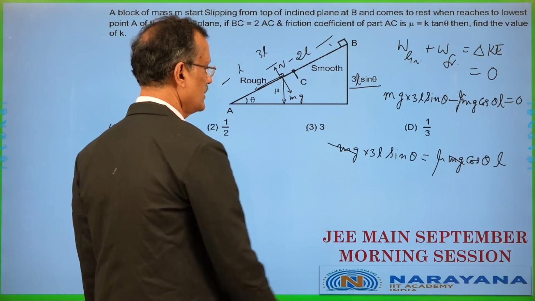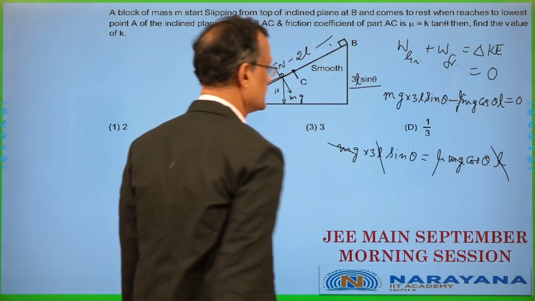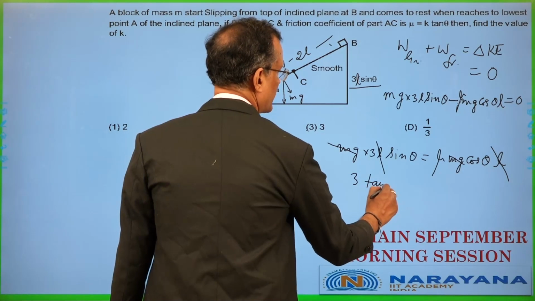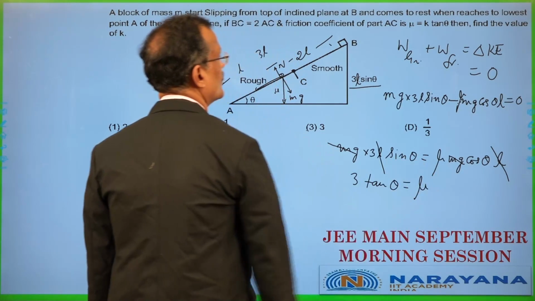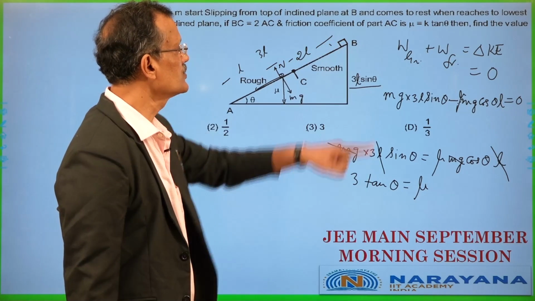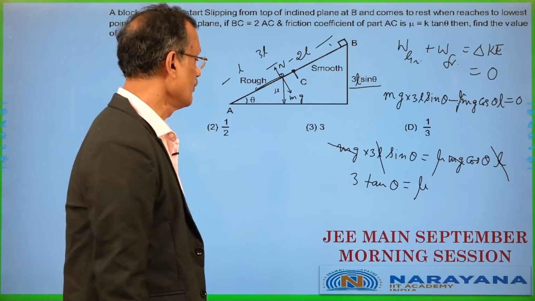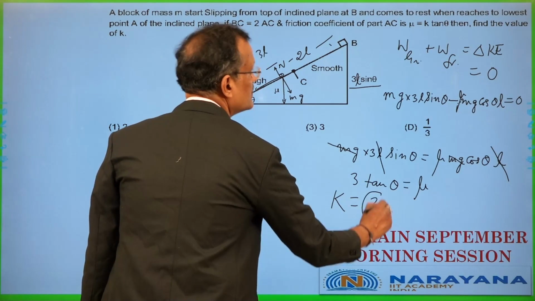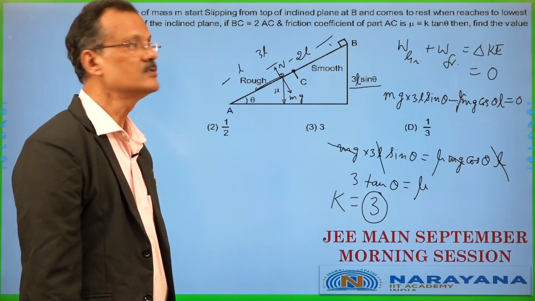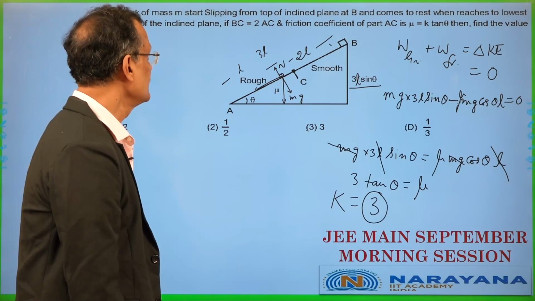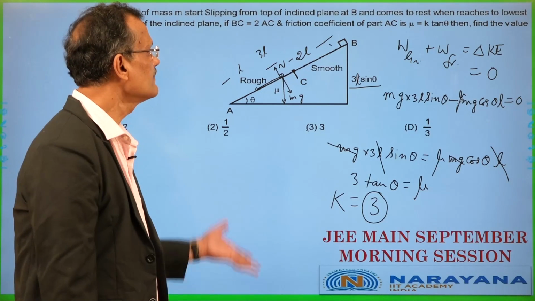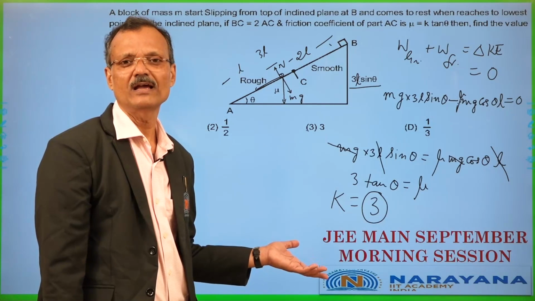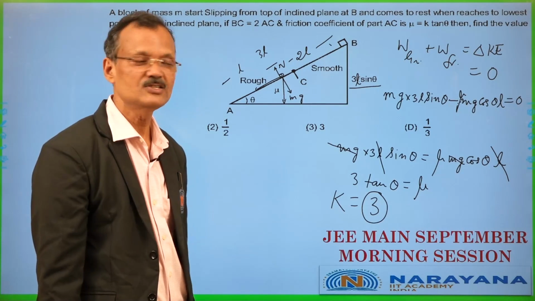mg I have cancelled, L is cancelled. I have 3 sin theta by cos theta, tan theta, equals mu. They have told you mu equal to k tan theta. Find the value of k. So the value of k equals 3. Answer 3. Check it. Did you understand this clearly? I have simply used work done by all the forces acting on the body, and I have equated it to the change of kinetic energy.